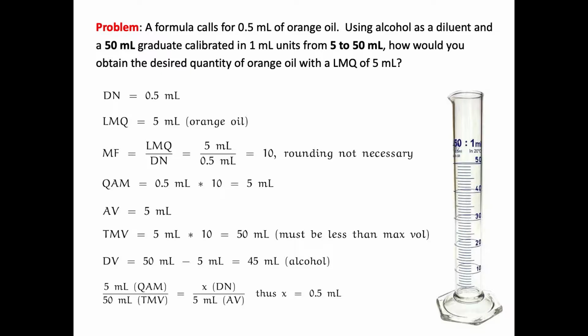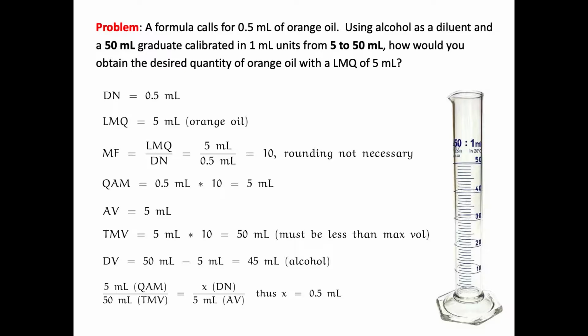Next, we'll decide on our aliquot volume. We'll choose the least measurable volume for our aliquot volume as well. So we'll choose 5 milliliters for that. That makes the total measurable volume equal to the aliquot volume of 5 milliliters times the multiplication factor of 10, which equals 50 milliliters. Therefore, our diluent volume will be to take that total mixture volume of 50 milliliters minus the quantity to actually measure, which was 5 milliliters of the orange oil. The difference is 45 milliliters, which we see we can measure since that is less than the maximum of 50. So we would mix 45 milliliters of alcohol with 5 milliliters of orange oil and extract back out of that mixture the aliquot volume of 5 milliliters.